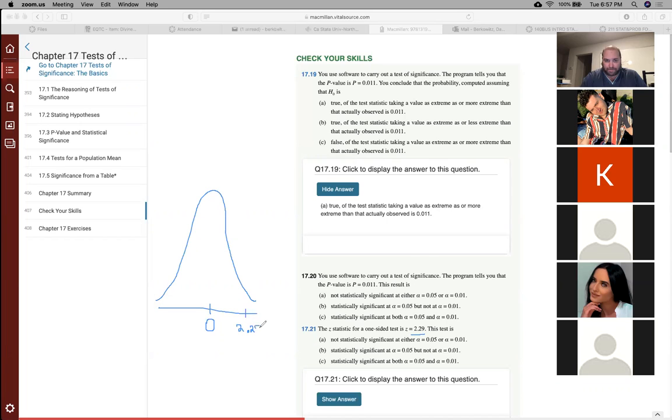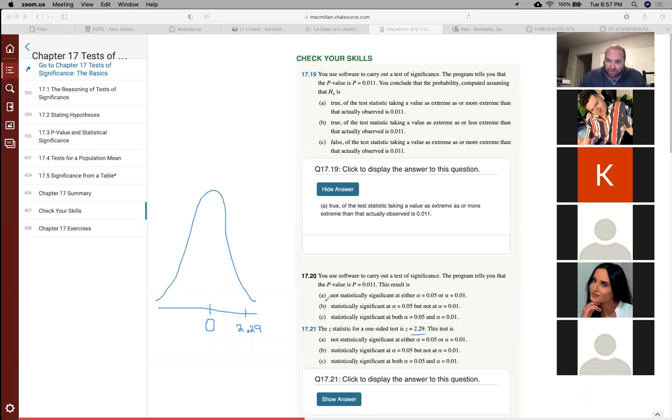So we have a Z. We have a normal distribution, and we know that the center of every standard normal distribution is 0. My value is 2.29, which is over here somewhere. The question is whether or not it's statistically significant at different values of alpha. In other words, I have to calculate the p-value, because the only way you can determine whether something is statistically significant is to compare the p-value to alpha. If the p-value is less than or equal to alpha, you reject the null hypothesis. Otherwise, you do not reject the null hypothesis.